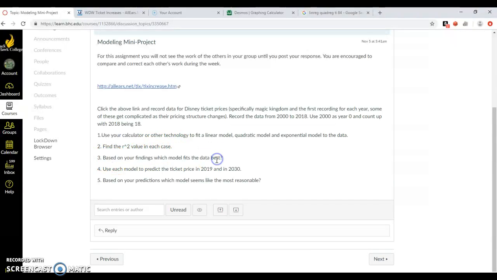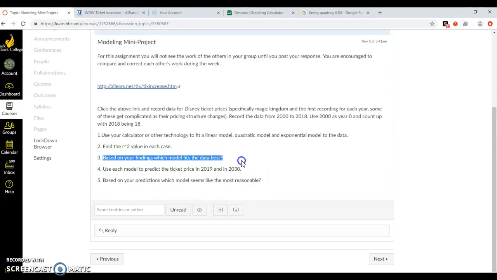Based on your findings, which model fits the best. And then use each model to predict the ticket price in 2019 and 2030. So what you would do there is for each one of the equations that you got back, plug in 19 and then plug in 30 and get the values. So that will require you to write the equations down and then put those different numbers in for x in each one and work those out in the calculator. And then based on your predictions, which model seems the most reasonable.